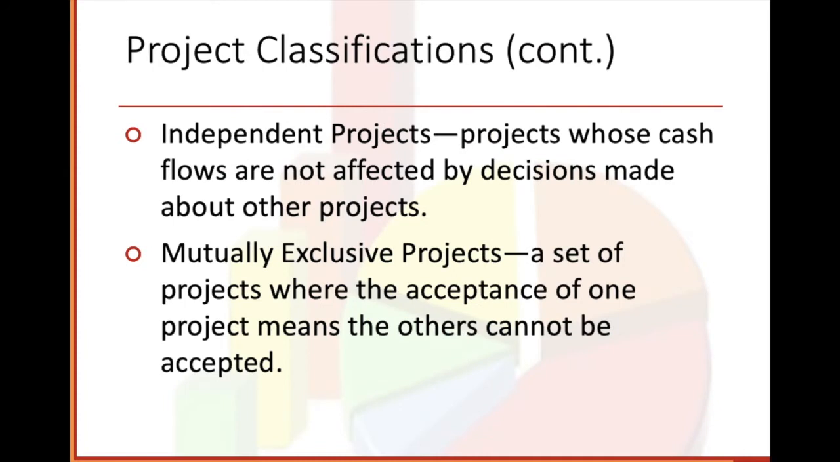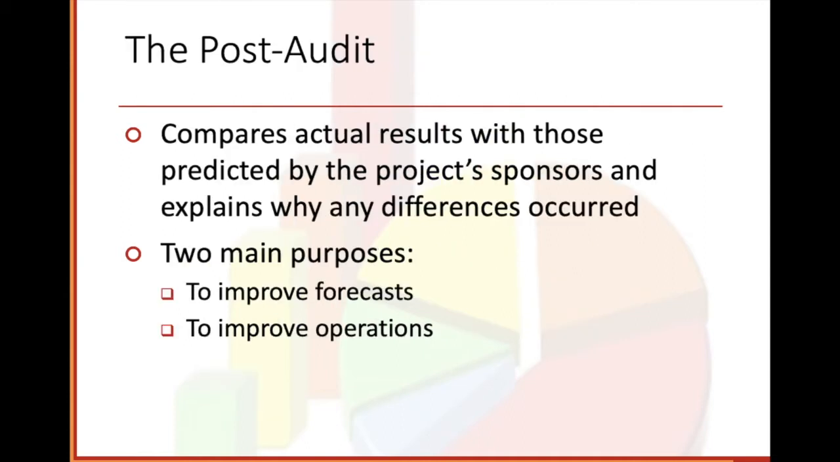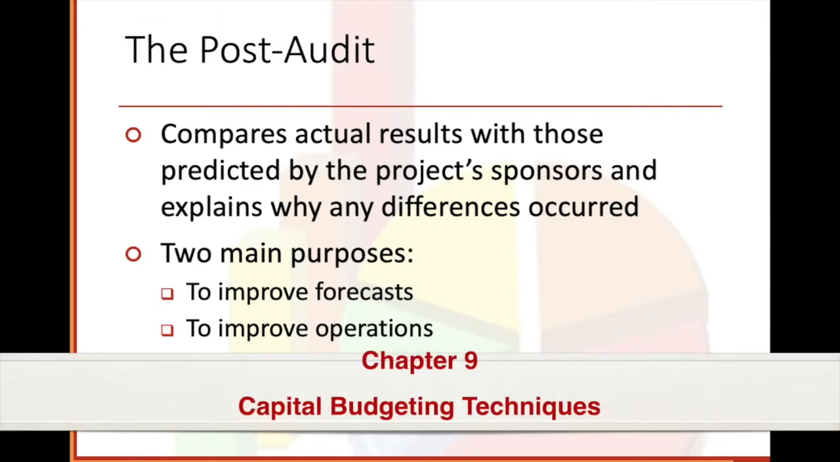Independent projects: projects whose cash flows are not affected by decisions made about other projects. Mutually exclusive projects: a set of projects where the acceptance of one project means the others cannot be accepted. The post-audit compares actual results with those predicted by the project sponsors and explains why any differences occurred. Two main purposes: to improve the forecasts and to improve operations.